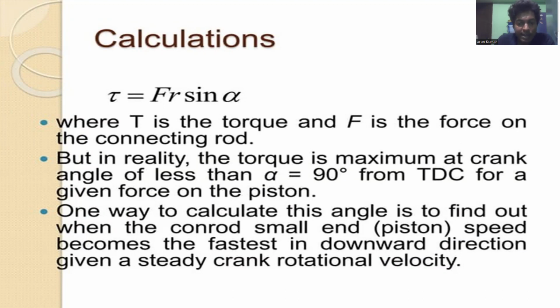One way to calculate this angle is to find out when the connecting rod is small; the piston speed becomes fast in the downward direction. So the given is a steady crank rotational velocity.